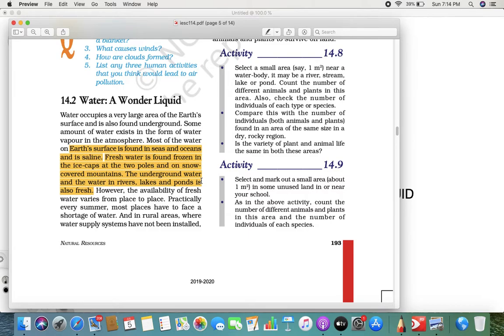Now, the availability of fresh water varies from place to place. So practically every summer, most places have to face a shortage of water. If you know about Saurashtra, they always have a shortage of water, especially during summer time. During monsoon time, they have good rainfall, right? So that problem can be solved at that time, and that water can be useful to us during winter. But by the time the summer comes, the shortage of water becomes very serious.